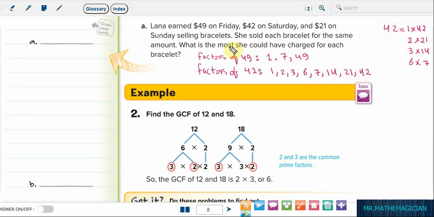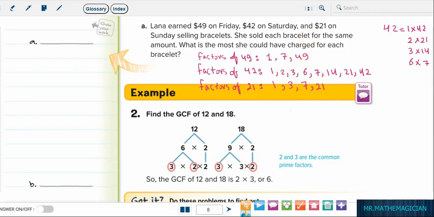Now we need to list the factors of 21. Maybe 1 by 21 or 3 by 7. So it's 1, 3, 7, and 21.